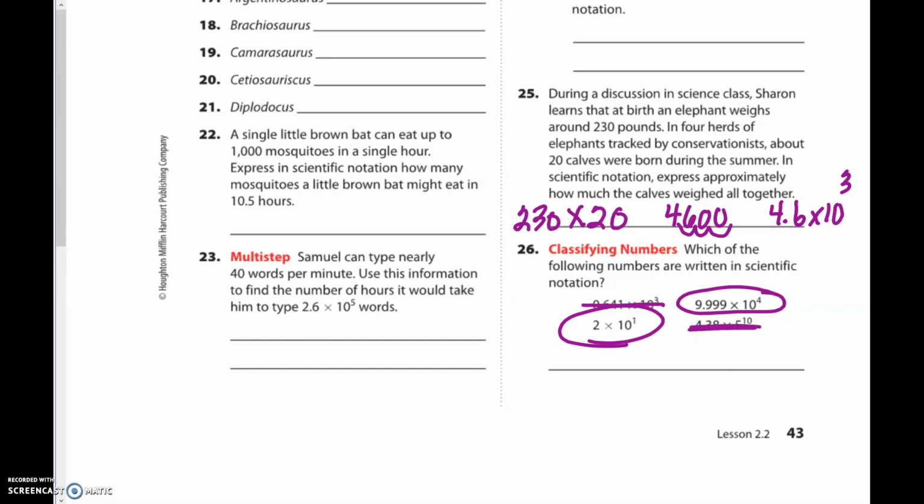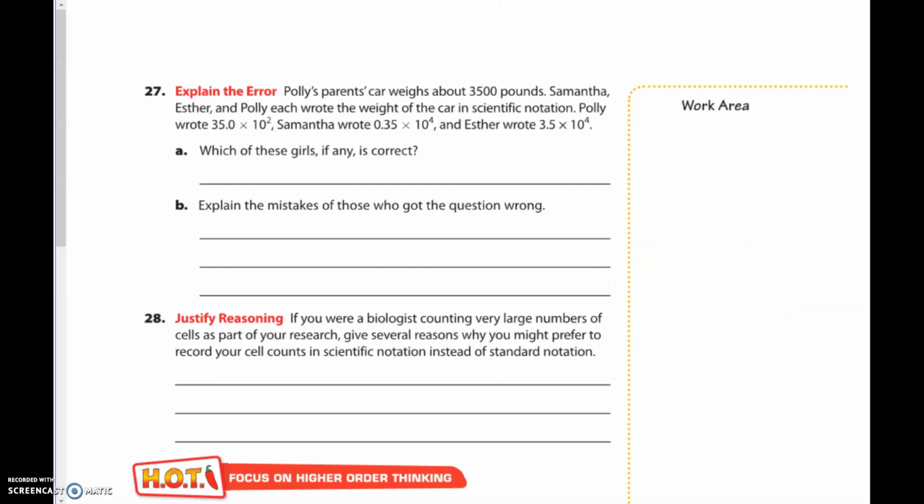All right, and then on this page, I think we had number 27. So Polly's parents' car weighs about 3,500 pounds. Samantha, Esther, and Polly each wrote the weight in scientific notation. So which of these girls is correct? Well, let's check out all 3 numbers. Is this first one in scientific notation? Nope, because that says 35. This number right here needs to be between 1 and 10.